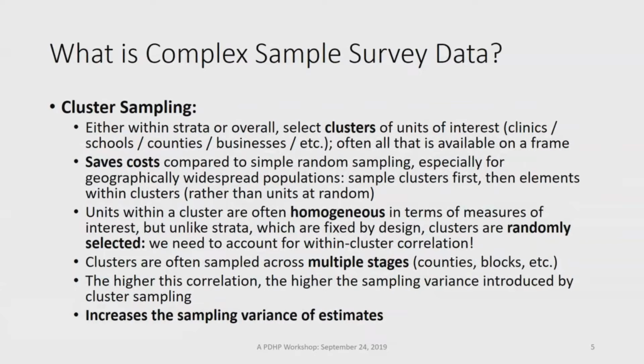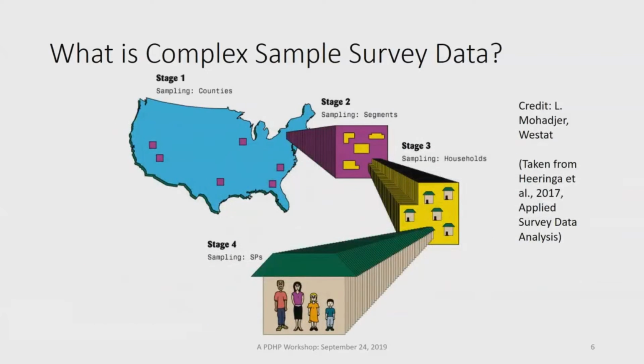This is kind of the overlooked aspect of complex samples, the role of stratification and cluster sampling in affecting your standard errors. We don't want to just use weights. We need to account for these features as well. So cluster sampling increases the sampling variance of your estimates. Okay? This is just a picture that's taken from this Applied Survey Data Analysis book. Again, you can feel free to come up and take a look at it. We actually borrowed this from somebody at Westat.